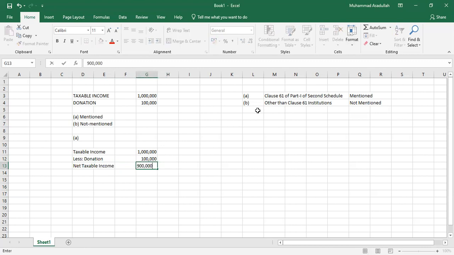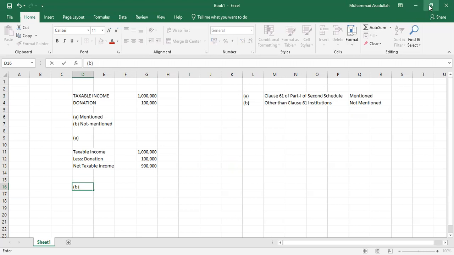That's it. This is the treatment under section A, when your donation has been mentioned under clause 61 of part 1 of the second schedule. So your net taxable income is 9 lakh. You just treat your donation as an admissible reduction. You have to deduct 100% of the donation from your taxable income, just like we deducted workers' welfare fund, workers' participation fund or zakat. So you deduct the whole sum of donation from your taxable income, then you get the net taxable income. But under section B, what do we have to do?